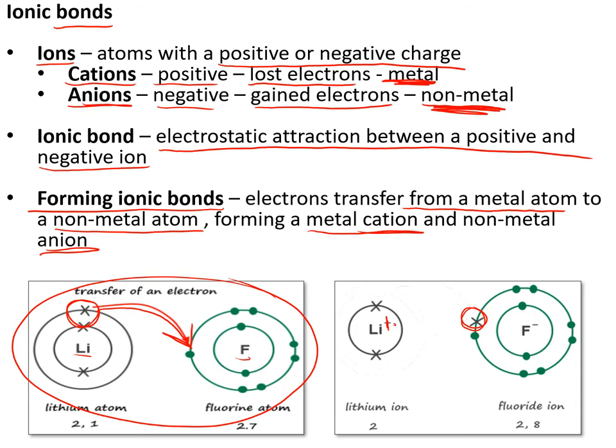Lithium has this plus charge here. Fluorine has this minus charge here. So there's an electrostatic force between the two. And now they've formed an ionic bond to make lithium fluoride.